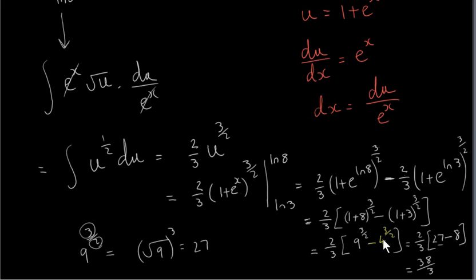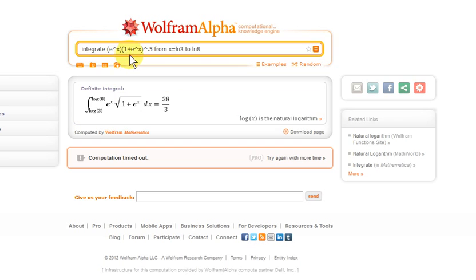4 to the power of 3 over 2 means we get the square root of 4, which is 2. And then we put 2 to the power of 3. 2 cubed is 8. So we get 27 minus 8, which is 19. 2 times 19 is 38. So our answer is 38 over 3. And of course we can check our answer here.